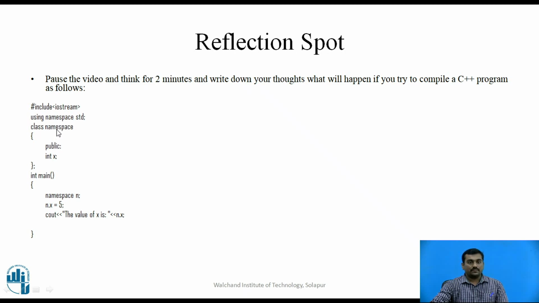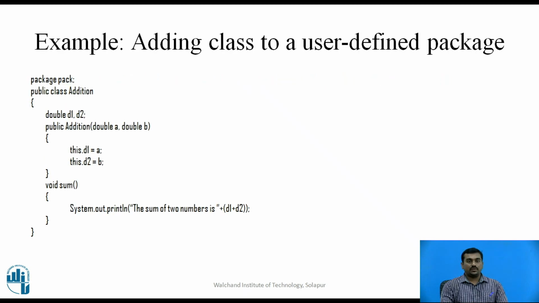As I have told you earlier, namespace is a keyword which is used in C++, and here you are defining a class having the same name, that is namespace. So you are defining a class with a keyword which is there in C++, so it will give you a compilation error because there is no such mechanism in C++ to avoid naming conflict. But you can certainly avoid this in Java, and this is possible because of the package folder.